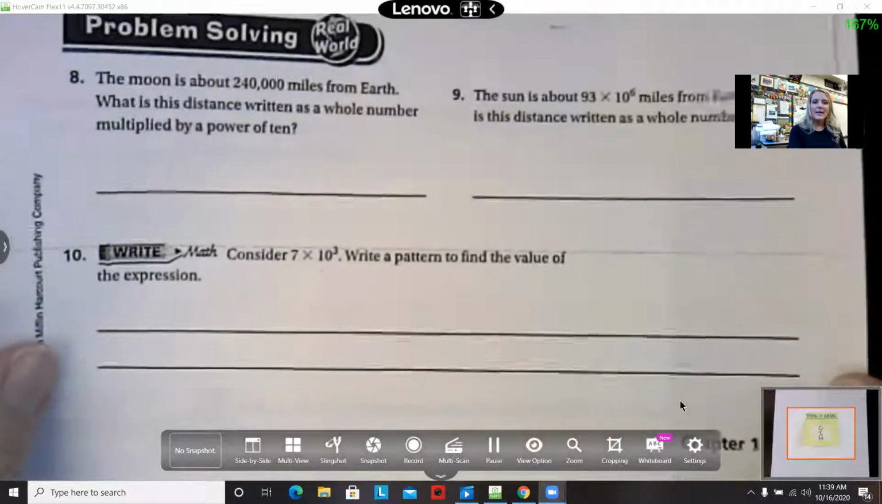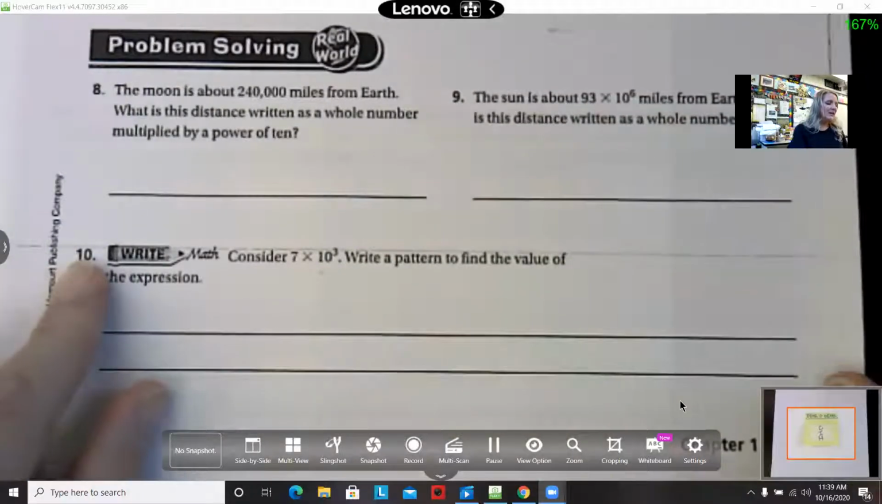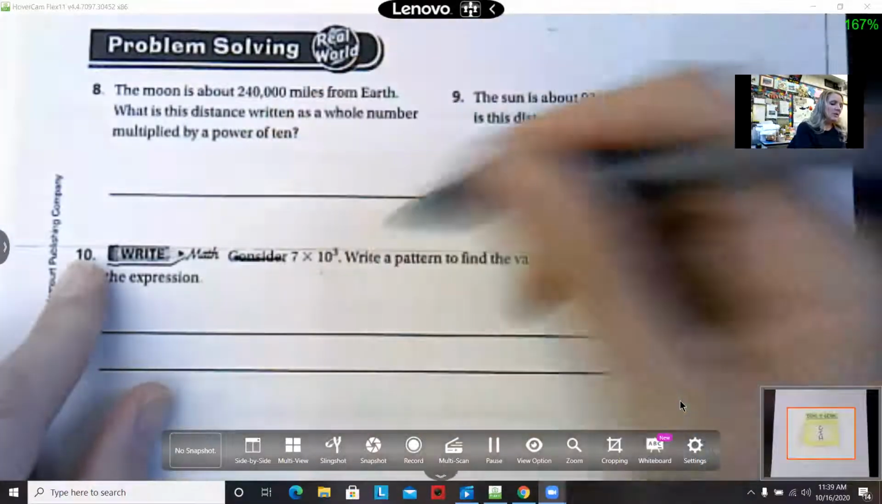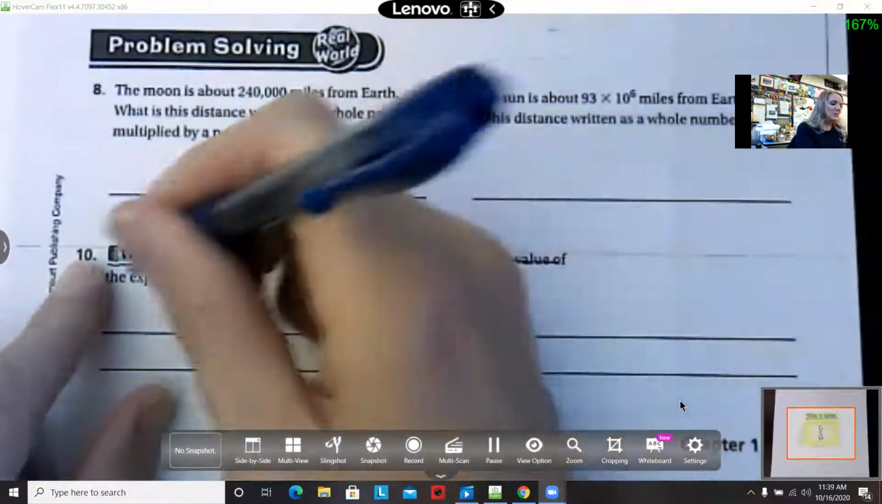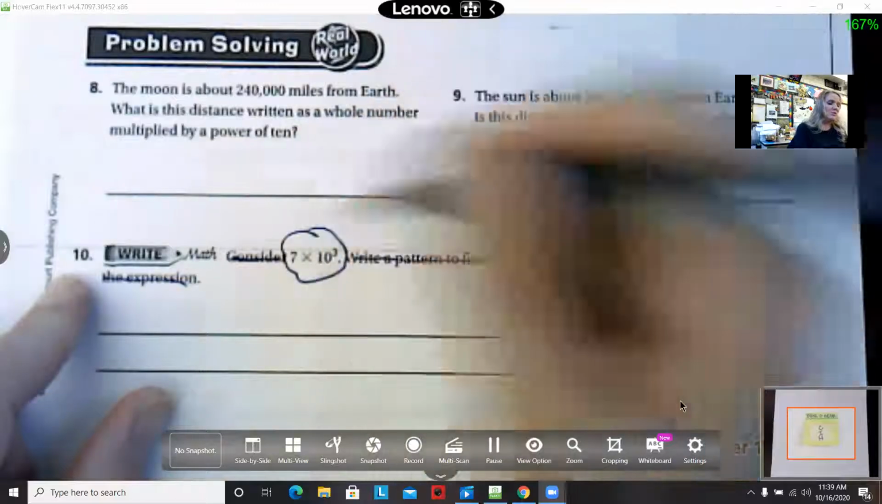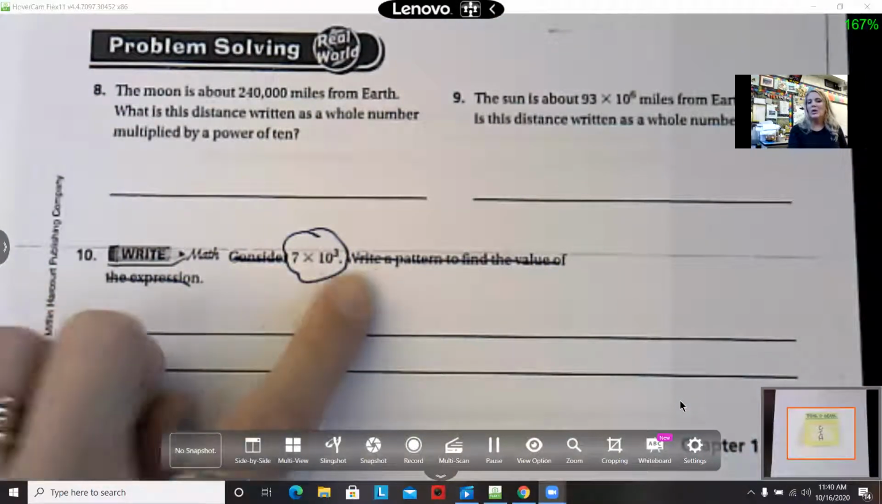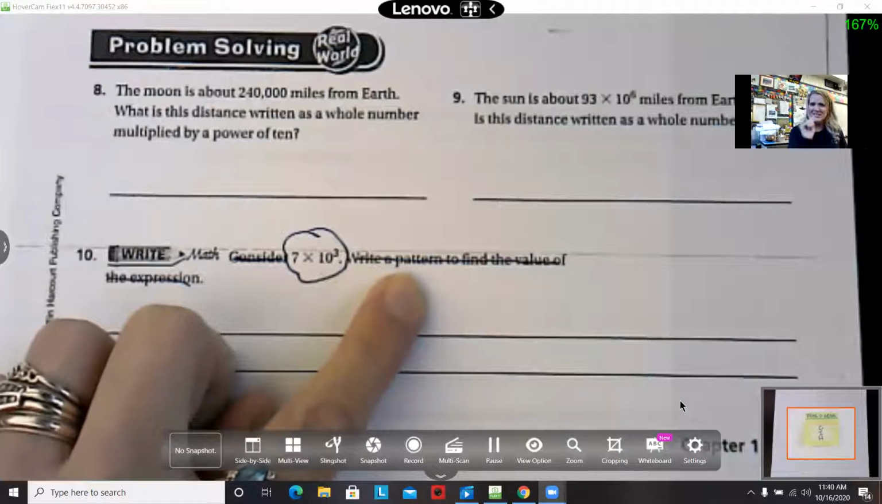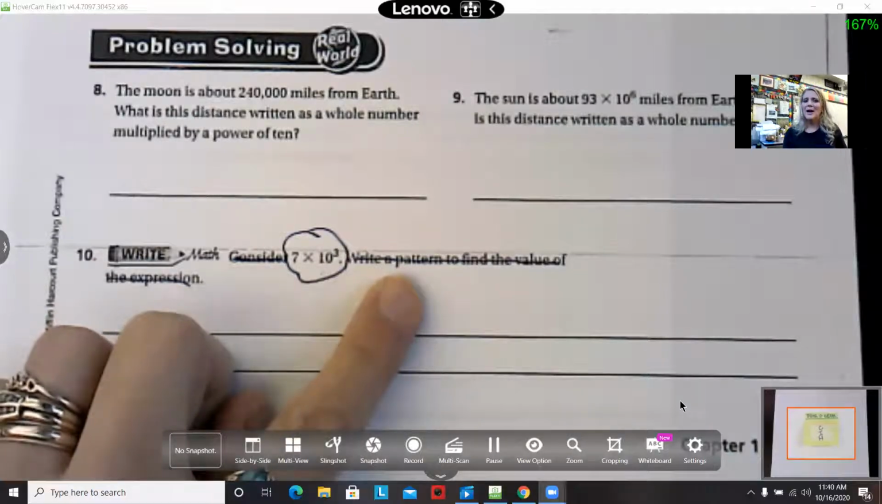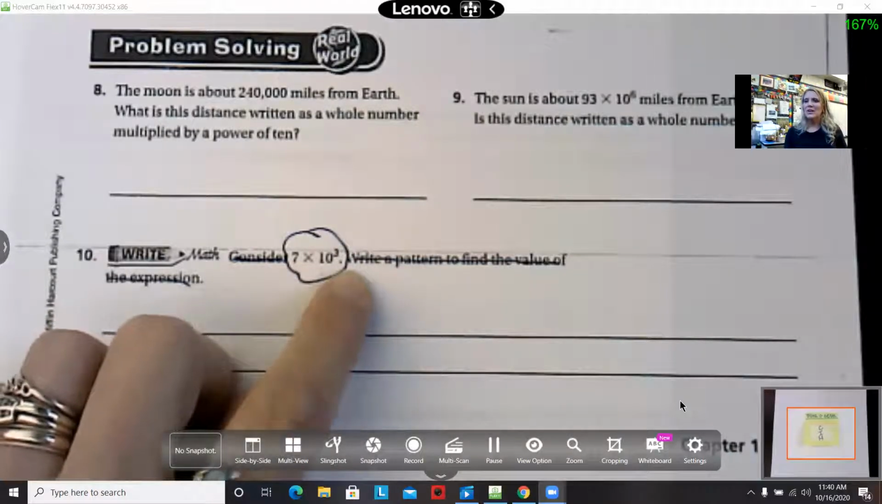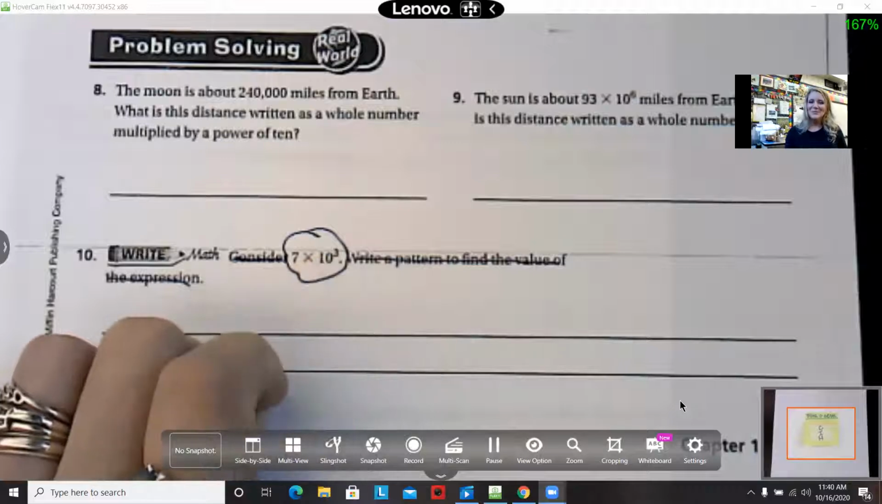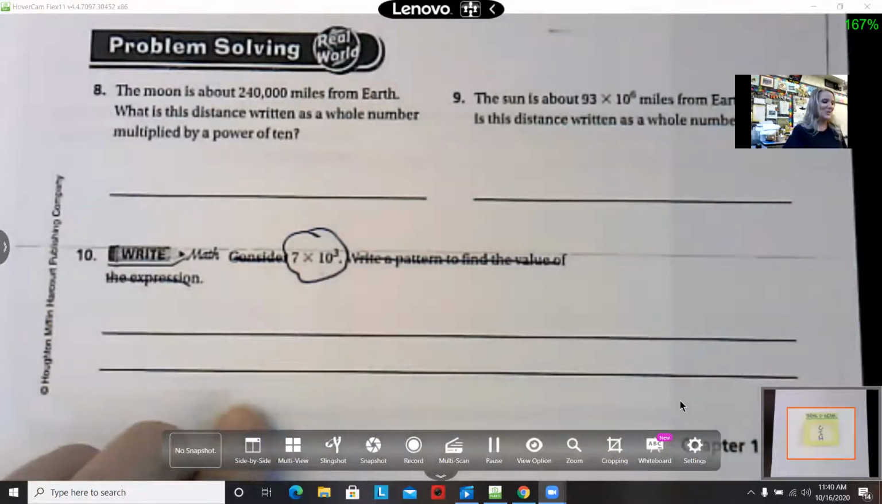Down at the bottom for number 10, I want you to remember this when you see it. You're just going to say, what is 7 times 10 to the 3rd power? You're just going to answer it. We're not going to write a pattern to find it. Just throw that number out, what is 7 times 10 to the 3rd power? It's a 7 plus 3 zeros, right? Which is 7,000. I just told you the answer.